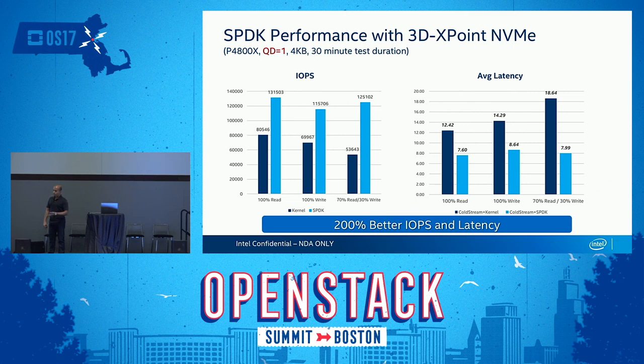The same media can be configured as a block device or a memory mode, and the best thing about these devices is that even at queue depth one, which is basically a single thread access, you can expect more than 100,000 IOPS. Comparing your traditional kernel-based stack versus the SPDK stack, you can see that you basically get 200 times efficiency in terms of IOPS and latency.